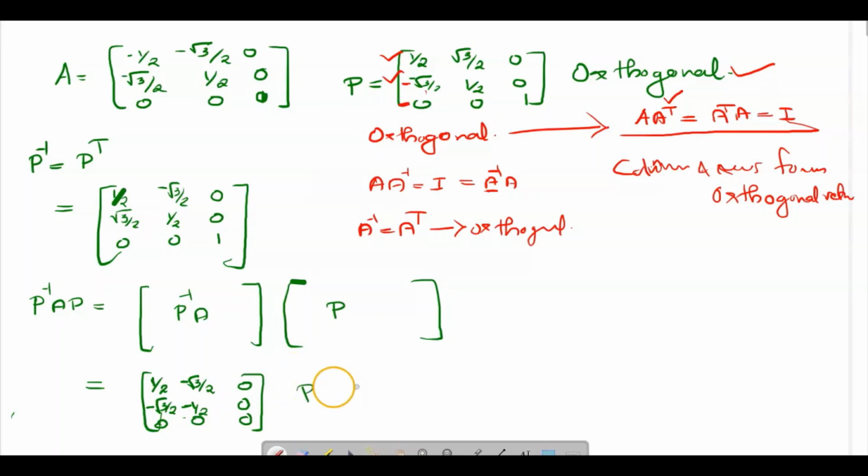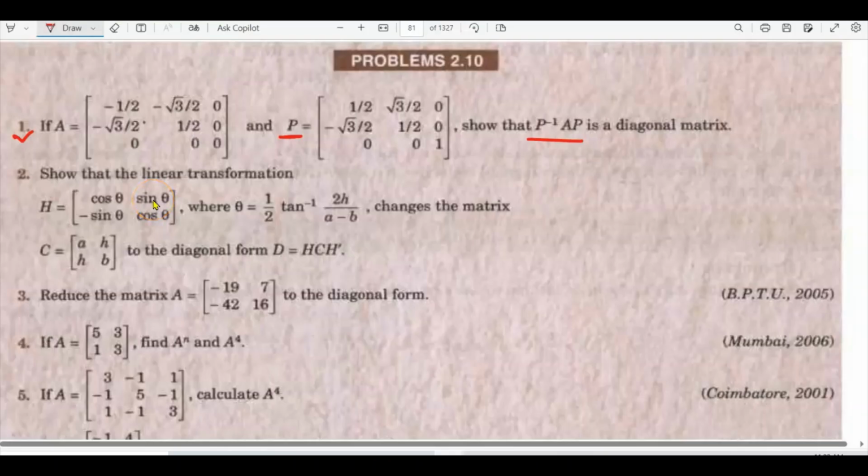Then multiply it with the P matrix. The P matrix is this. Multiplying with the P matrix, we get 1, 0, 0; 0, minus 1, 0; 0, 0, 0. So this is obviously the diagonal matrix D. Now the second question, let's do this later in a separate video.